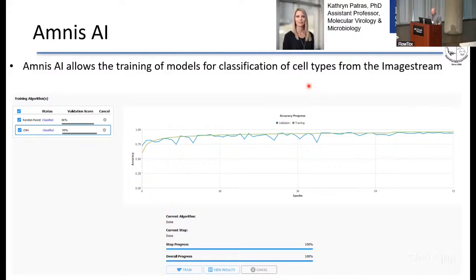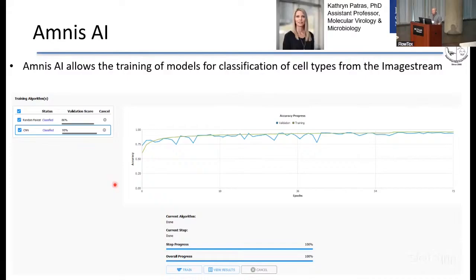So we set out to train a model using the Amnis AI for these neutrophil phenotypes. As with the Cypix model training, there's quite a bit of trial and error, basically an iterative process of initial training, going back, reassigning cells that get misclassified, retraining, doing that again and again and again, until you arrive at a model that's relatively satisfactory.